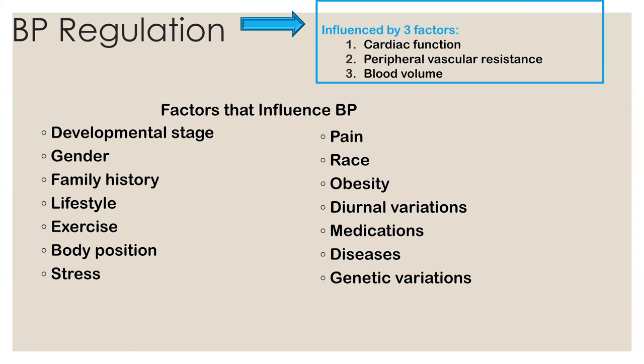So then factors that influence blood pressure. So developmental factors. So the smaller the age, the lower the normal blood pressure. It typically goes up with age. As far as gender, men usually have slightly higher blood pressure than women, but after menopause, a woman's blood pressure tends to increase, possibly due to a decrease in estrogen. But men are higher than women until menopause, and then women are higher than men after menopause. Family history. So a history of hypertension is going to increase your likelihood of getting it.